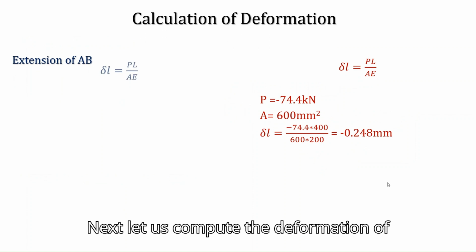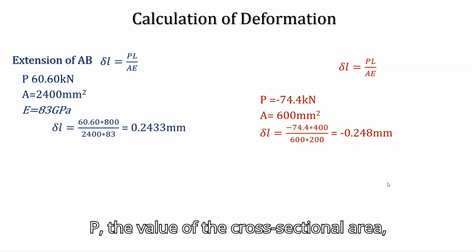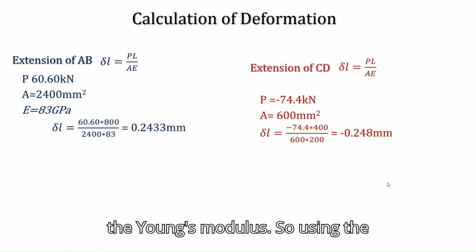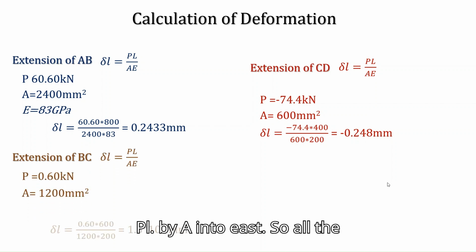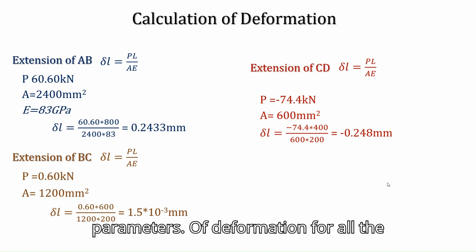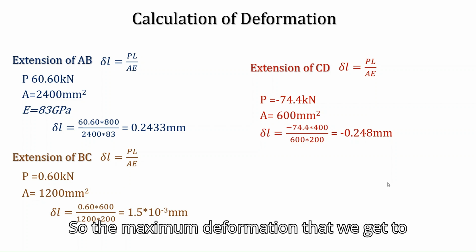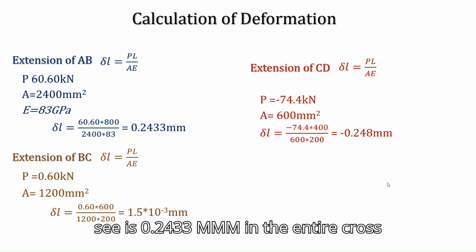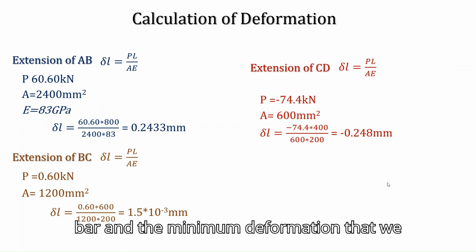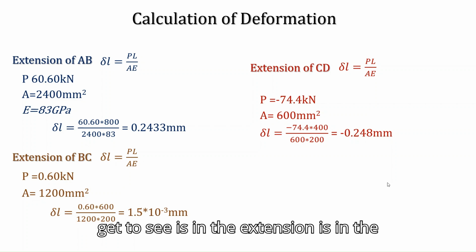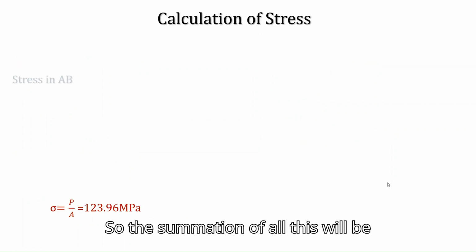Next, let us compute the deformation of each section. We have the parameters, that is the value of P, the cross-sectional area, and the Young's modulus. Using the mathematical model delta L is equal to PL by A into E, the deformation for all three sections is computed as shown here. The maximum deformation that we see is 0.2433 mm in the section AB of the bar, and the minimum deformation, which is an extension, is in CD, which is minus 0.248 mm. The summation of all these will be equal to 0.